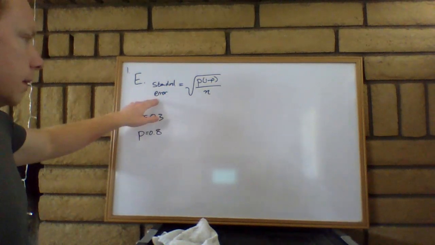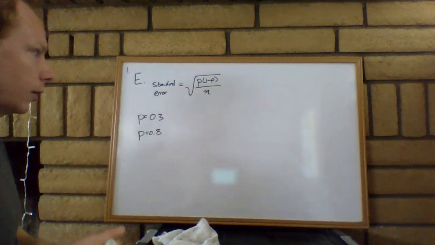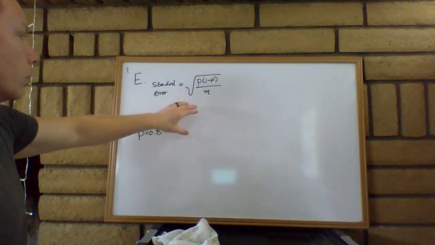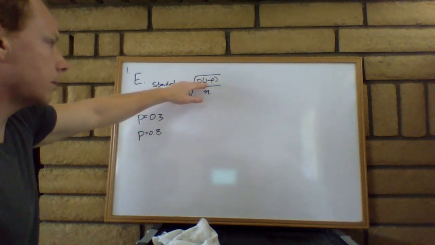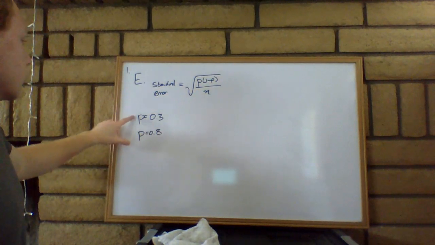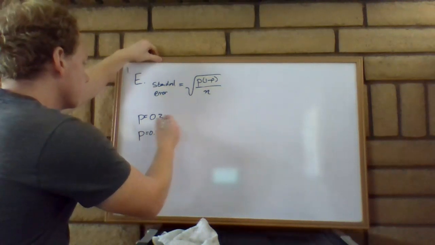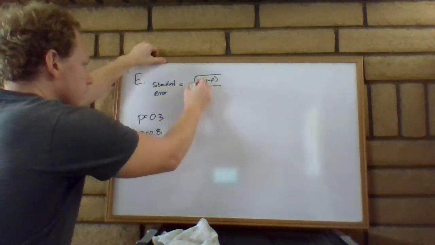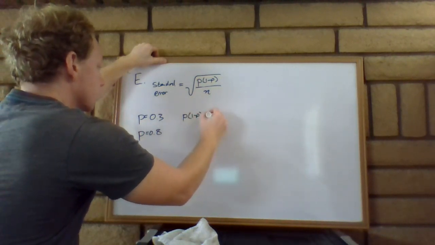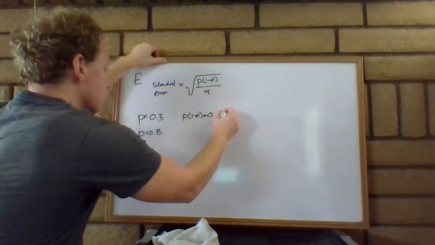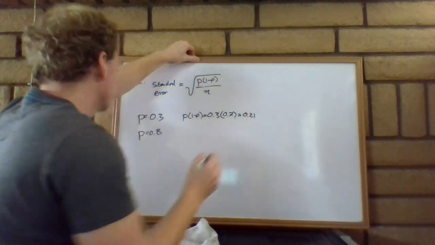So again, we're looking at the standard error formula, which equals the square root of p times 1 minus p over n. Now, we'll know which one is larger by this portion up here, p times 1 minus p. So let's look at p equals 0.3. Let's plug it into this top portion right here. So p times 1 minus p will equal 0.3 times 0.7, and that will equal 0.21.